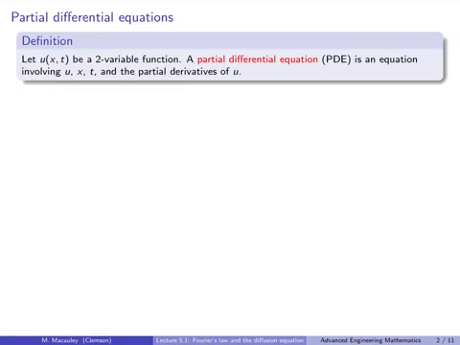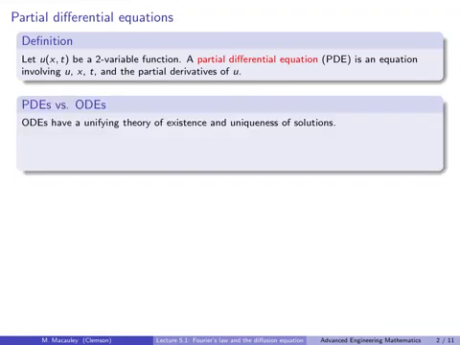Let's begin by considering a two-variable function u of x and t, so that's position and time. A partial differential equation, or PDE, is an equation involving the function u and the variables x and t and the partial derivatives of u. Now, though this definition is just for a two-variable function, it should be clear how this generalizes to functions of more variables. Next, let's say a few words comparing PDEs and ODEs.